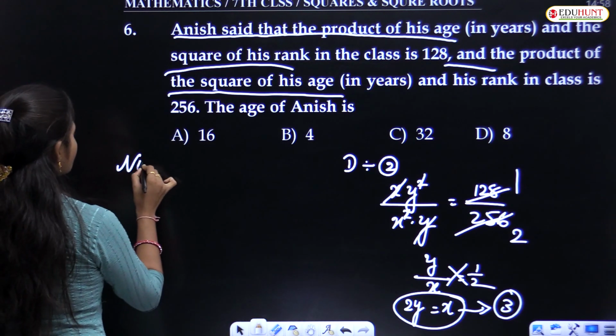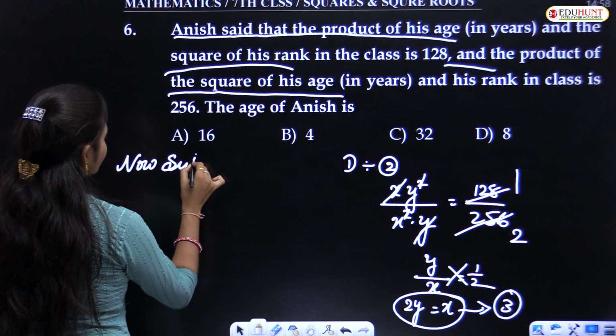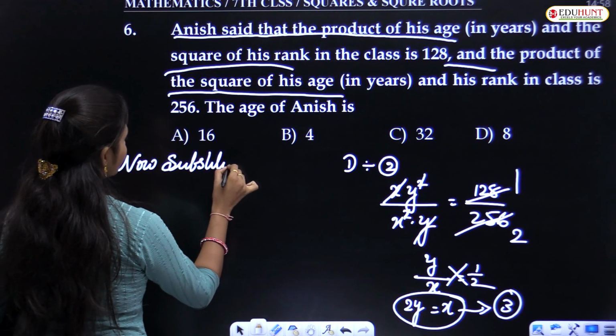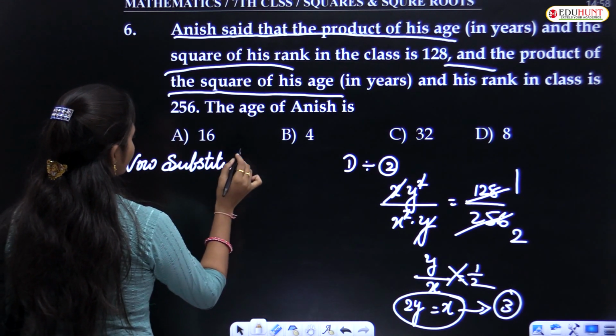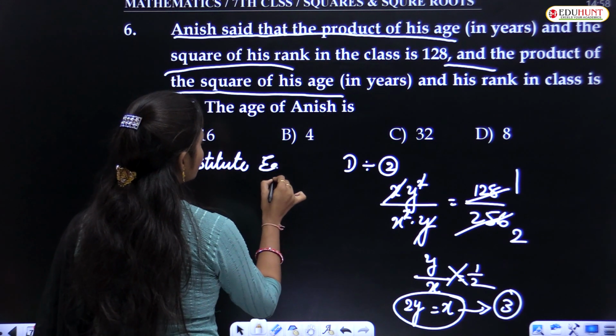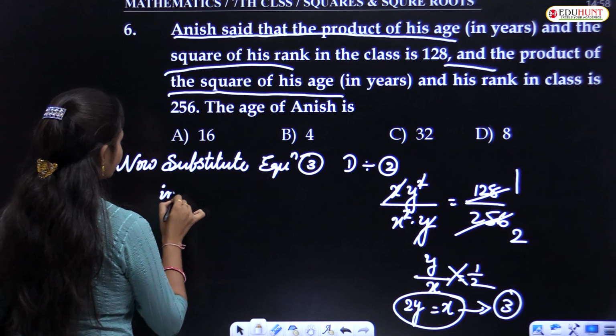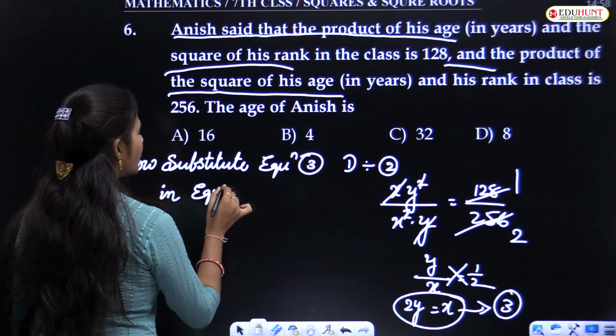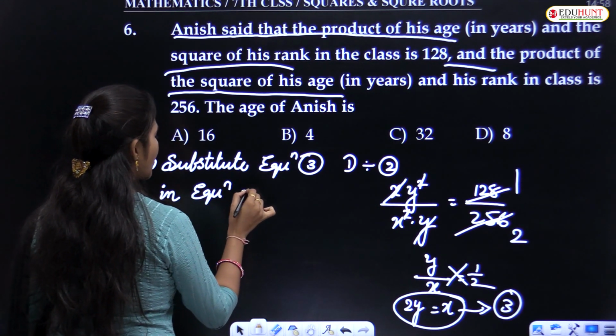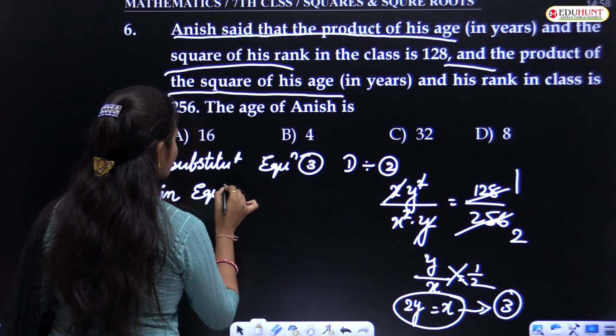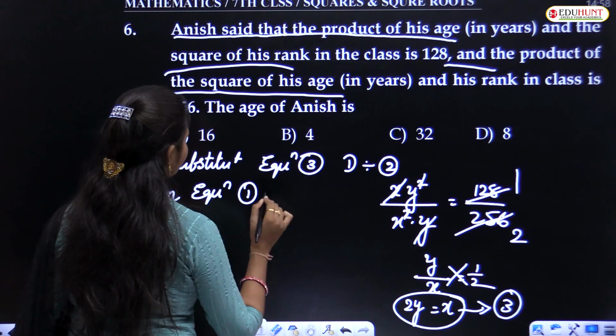Now substitute equation 3 in equation 1 or 2, that is your wish. I am going to substitute in that equation number 1.